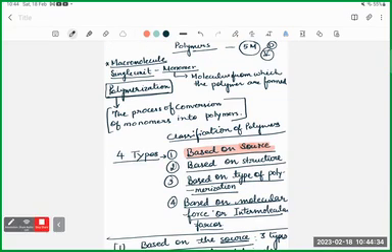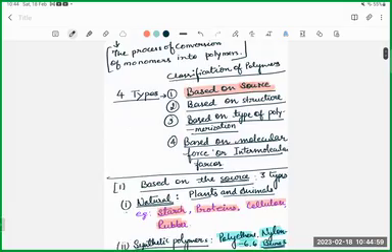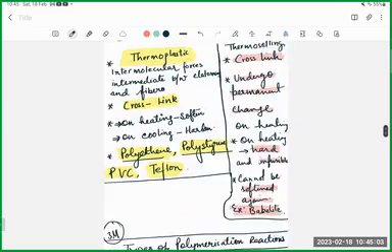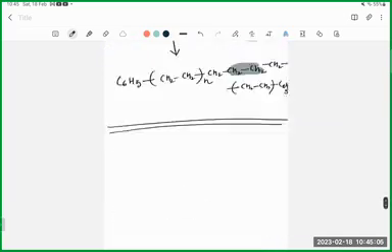Okay, Hridya? You are able to see the screen, Hridya? Yes, ma'am. You can see the screen, right? Okay. Let's begin then.